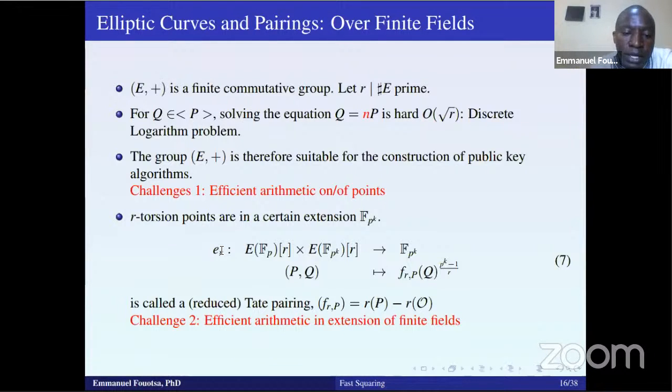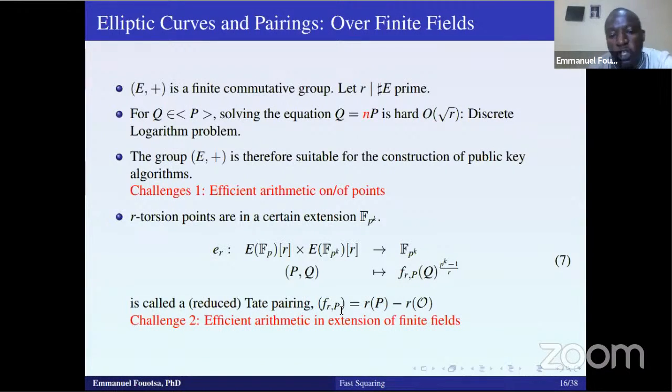So a pairing is simply a map defined on this product of groups, taking two points P, the first one here and the second one here, to a finite field FPK, where the pairing of P and Q is simply the evaluation of a certain function FRP at Q, where FRP is a function with a zero of order R at P.